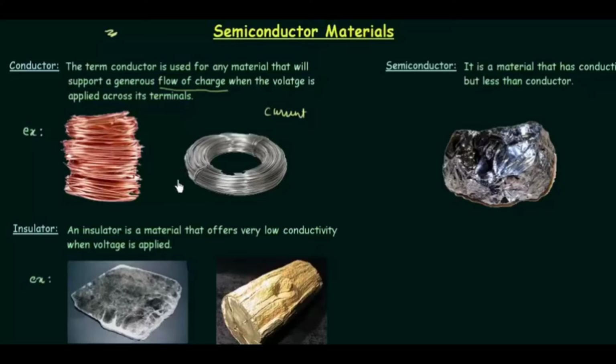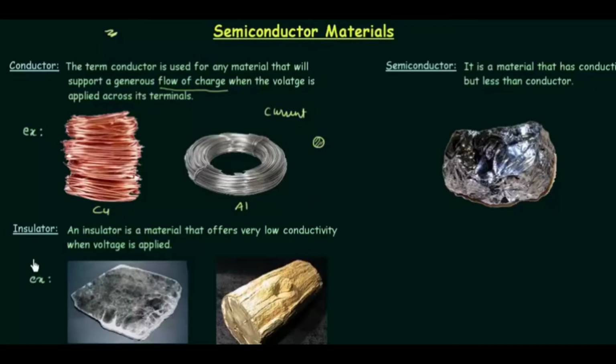I have taken two examples for the conductor. The first one is the copper wire and the second one is the aluminum wire. You must have seen them in electrical equipments in your home. They are the most commonly used conductors. And if I cut this copper wire, I have a cross section that will look something like this. So we have a cross-sectional area A that is equal to pi r square, and the amount of current flowing through this cross-sectional area in the given time is very high. That is the definition for the conductor. The flow of charge is very high when the voltage is applied across its terminals.